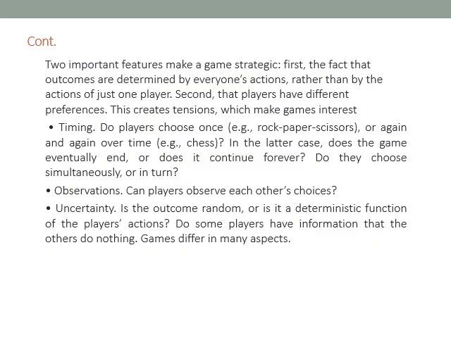Observation: can players observe each other's choices? The main question, and certainty: is the outcome random, or is it a deterministic function of the players' actions? Do some players have information that the others do not?